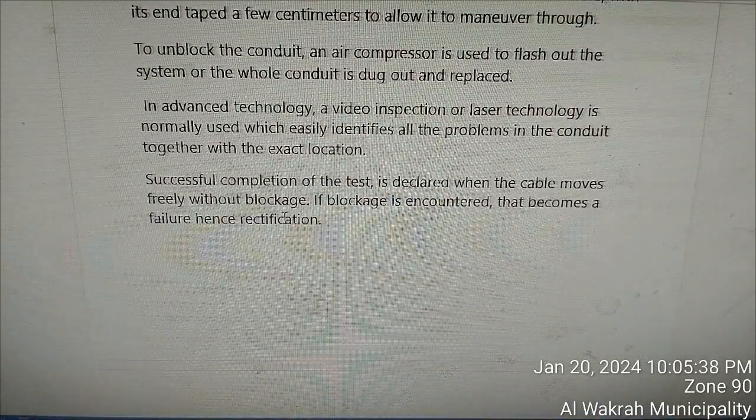Successful completion of the test is declared when the cable moves freely without any blockage. If a blockage is encountered, that becomes a failure existing in the line, and it just needs to be rectified.